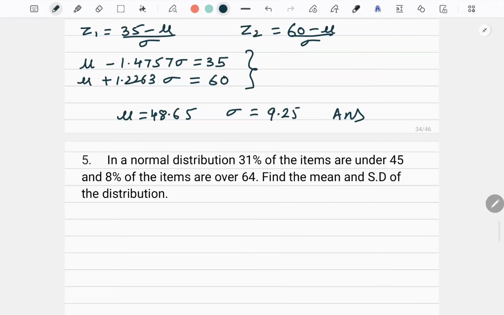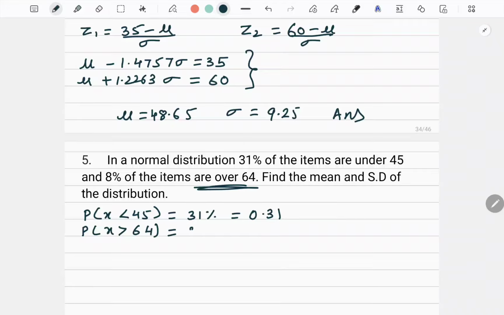A similar type of question. Now what they are saying: in a normal distribution, 31% of the items are under 45. It means the probability for x less than 45 is equal to 31%, which is equal to 0.31. And the probability for x greater than 64 is equal to 8%, which is equal to 8 by 100, which is equal to 0.08. Now in the same way we will work.